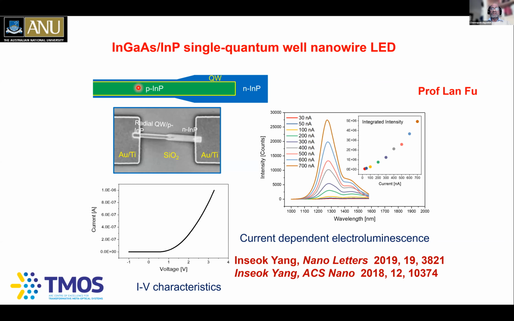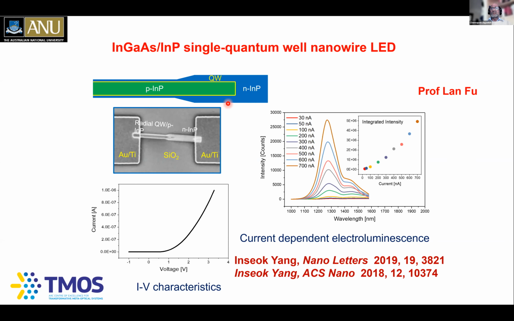Zinc doping creates P-type indium phosphide, and he grew this indium gallium arsenide quantum well. Indium gallium arsenide has a smaller band gap than indium phosphide. That means you're able to confine carriers in this yellow region here, and that acts like an active medium. And then he grew this N-type indium phosphide, which is doped with silicon. That gives N-type indium phosphide here, for example.